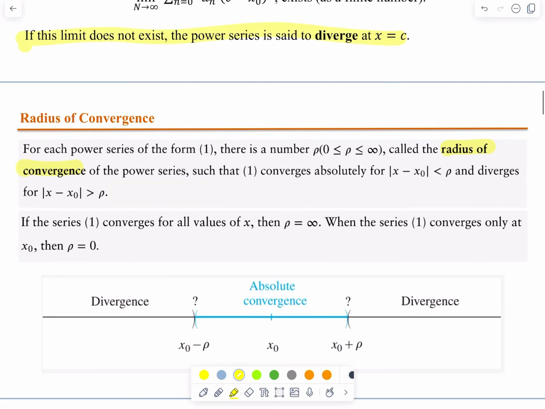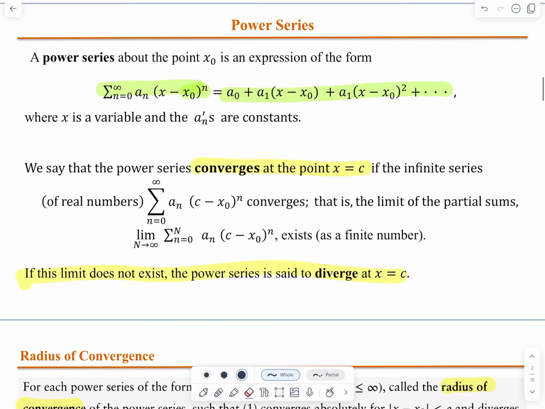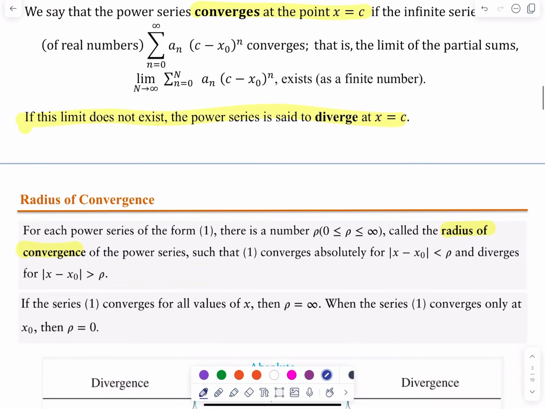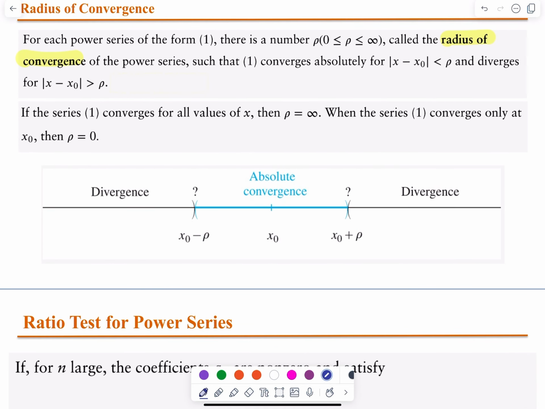And we are talking about this equation 1, the definition of the power series. Actually, that's not it. It's this that we're talking about. Okay, so let's take a look at this. So we have this interval.